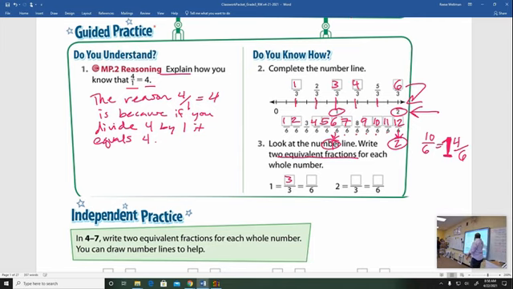Yeah. Yes. We know that, right? Because we've seen it. We've seen it. Okay, so 2 equals how many thirds? 2 equals how many thirds? 6. And then how many sixths? 12. Yes, you got it. I knew you'd get it.